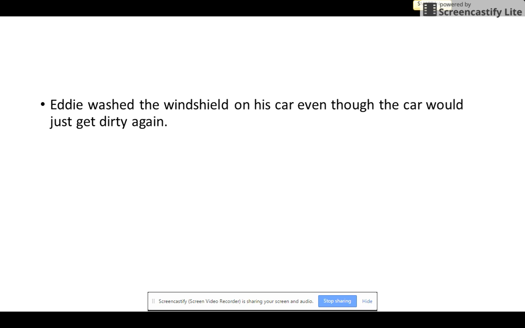Eddie washed the windshield on his car, even though the car would just get dirty again. Looking for our pronoun, his. Do we know who his is? Yes, we know it's Eddie. This sentence is clear.